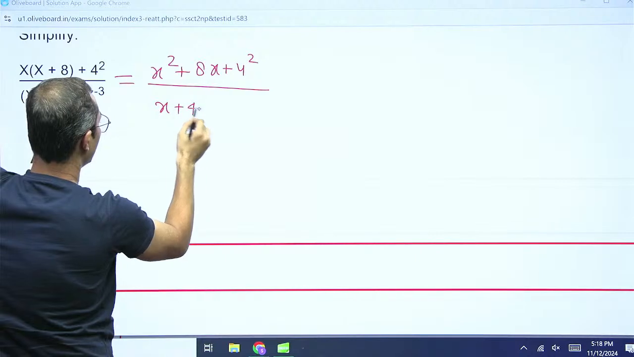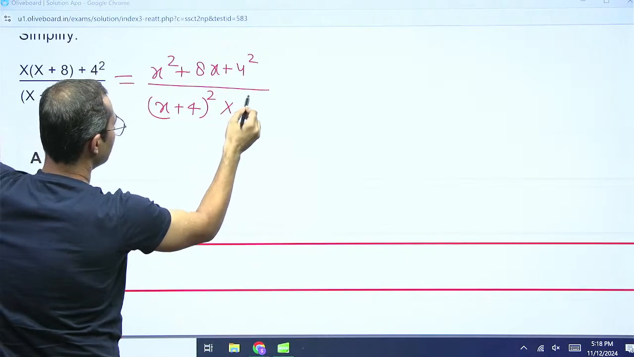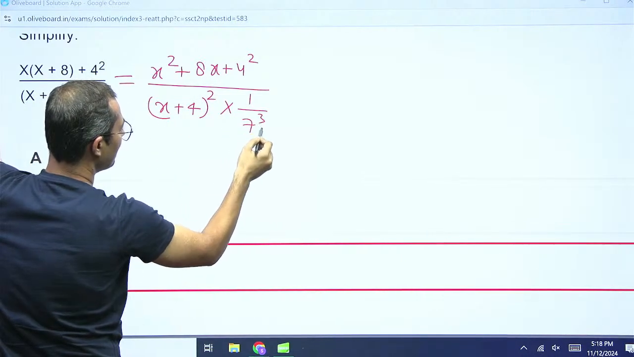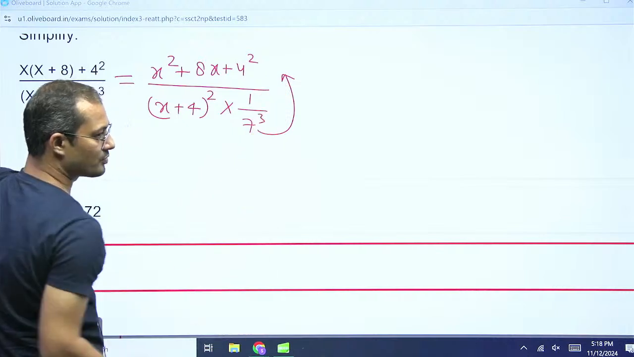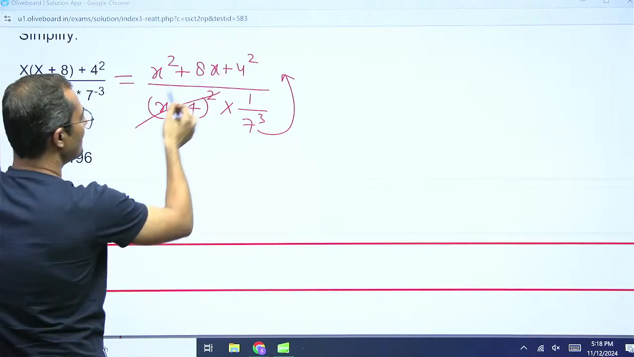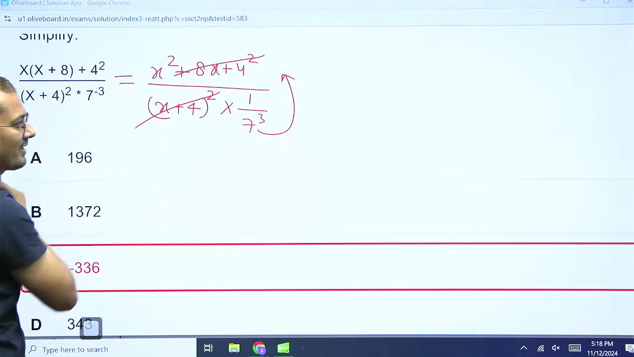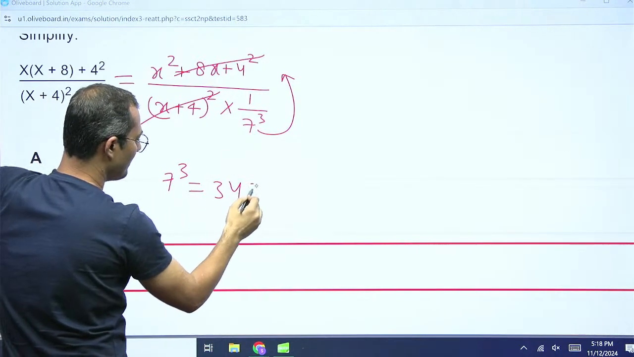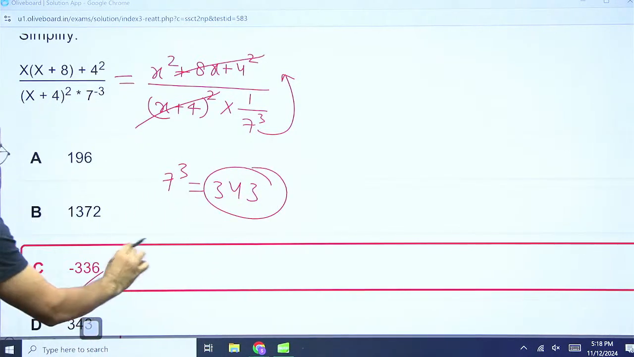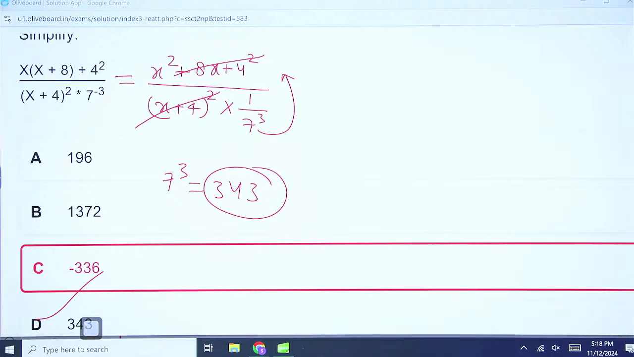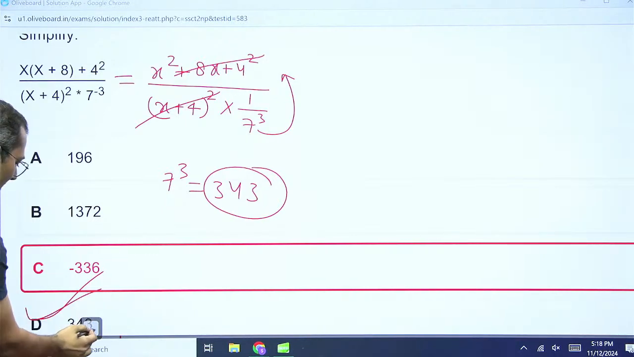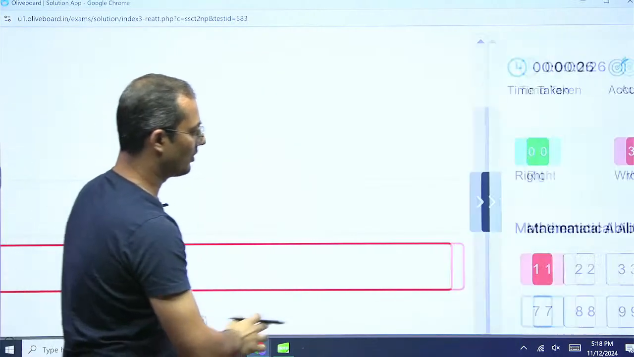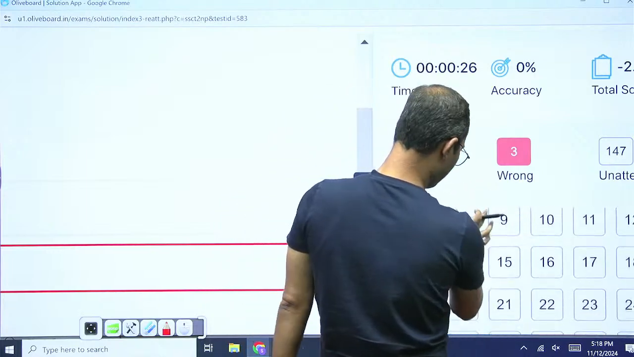x plus 4 whole square into 1 upon 7q, right? So this will move to the numerator part. The square of x plus 4 square gets cancelled. So we can say that 7q is the right answer. So 343 is the right answer. So D part is the right answer. Okay. So moving to next question.